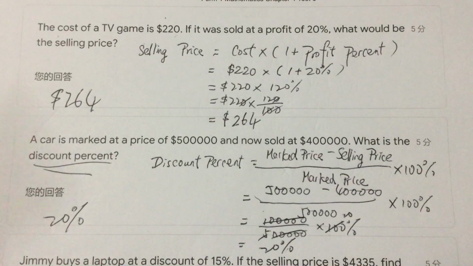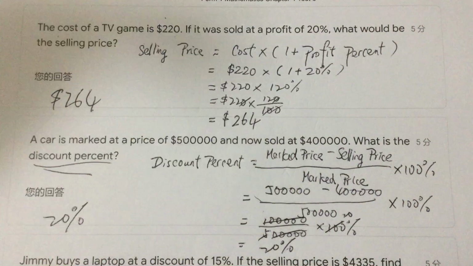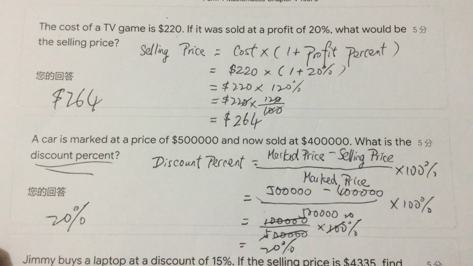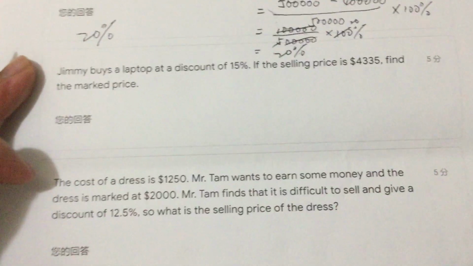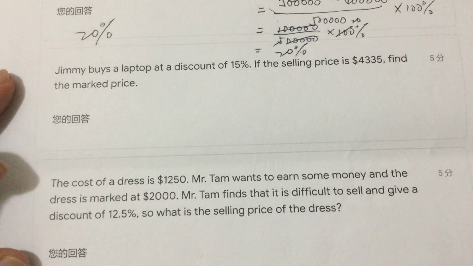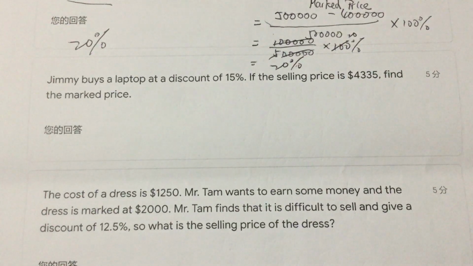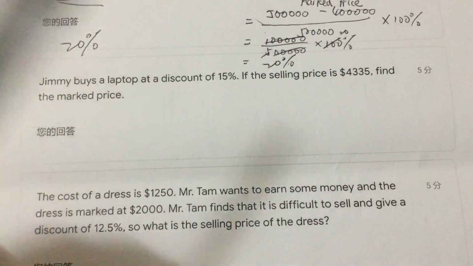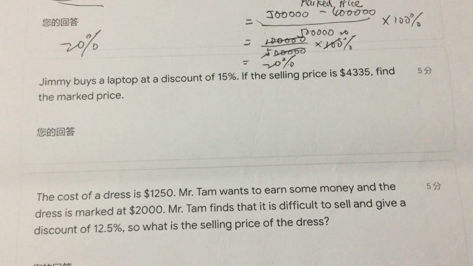Every time you will see Mr. Tam use all these formulas once again and once again. So make sure that you know how to use these formulas. Okay, now the next one, which is the 10th. Jimmy buys a desktop at a 15% discount and the selling price is this one, and we find the mark price. Okay, 5 seconds once again.